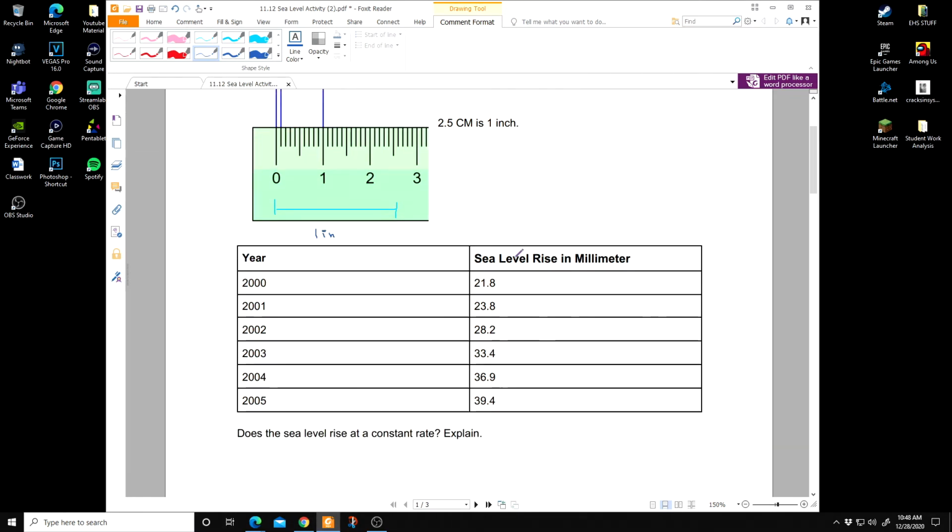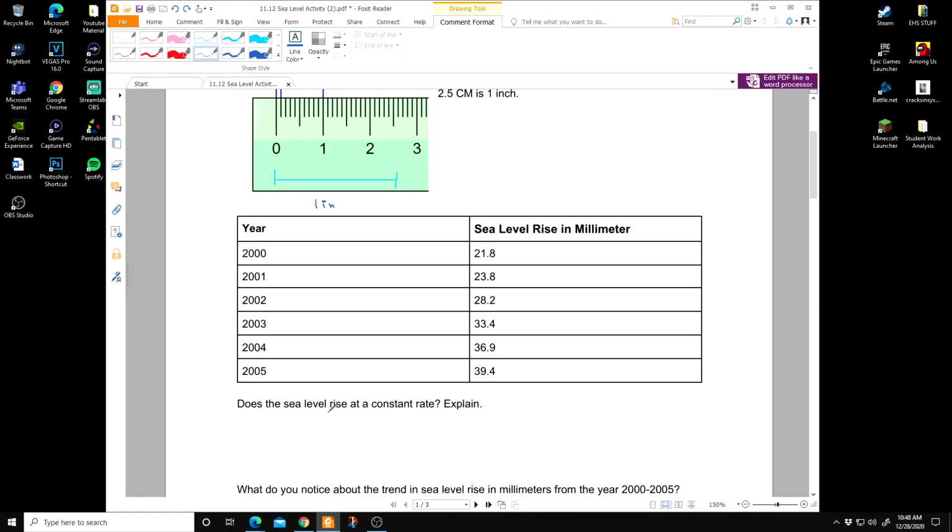So we took some data on the internet from the NASA website, starting at the year 2000 to 2005, and we ideally want to make predictions in the future. So this is sea level rise in millimeters. What that means is the sea level, or ocean, is rising every year. The question is, how much is it rising by? According to the data, 21.8 is how much it has risen up to this point in 2000. Then in 2001, it rose to 23.8, then 28, and then 33, 36, and 39.